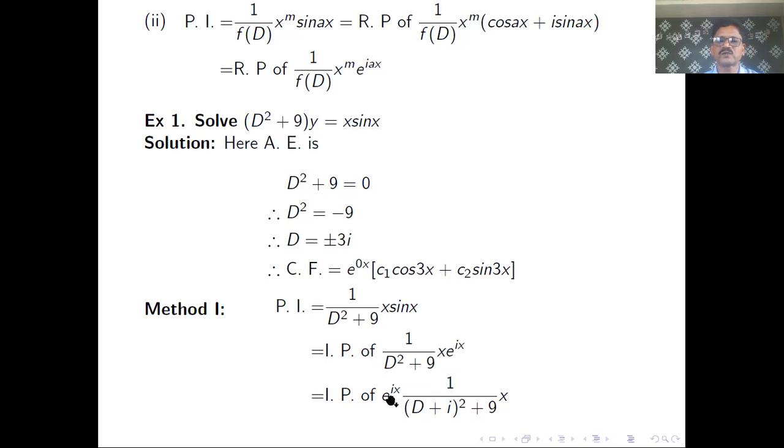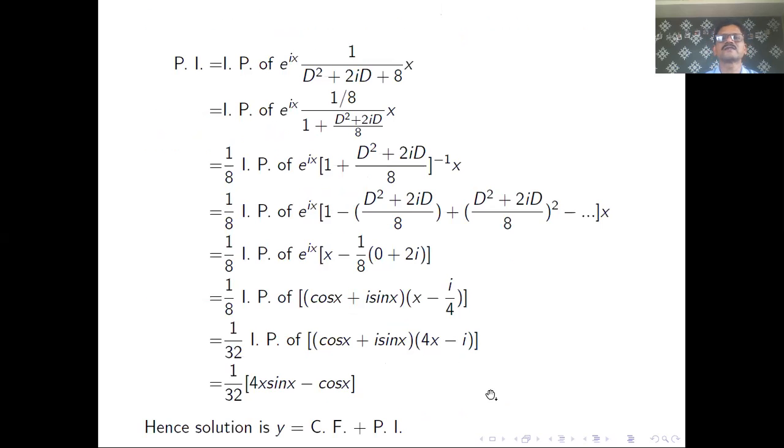If we have taken e raised to ix outside, whenever D is in the denominator, you have to replace it by D plus a. Here a is nothing but the coefficient of x, that is i. So replace D by D plus i, bracket square, plus 9, operate x on it. And IP of e raised to ix remains as it is. If you simplify this denominator, you will get D square plus 2iD plus i square, but i square is minus 1, plus 9, so you will get plus 8.